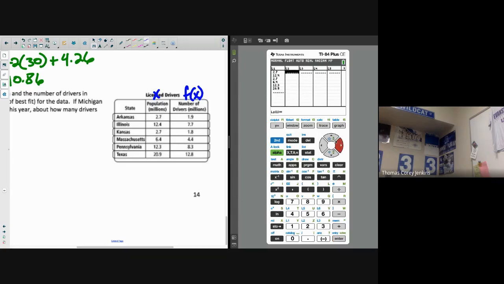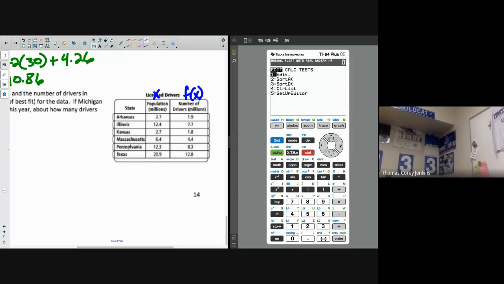And then we're going to do number of drivers as our output, right? So Arkansas has 1.9 million drivers, so 1.9, then 7.7, 1.8, 4.4, 8.3, and 12.8. Okay. Again, at this point, it's always good to do a little check. Did I get this right? Do I have it all right? Okay. Once I know that I do, I go back to stat.